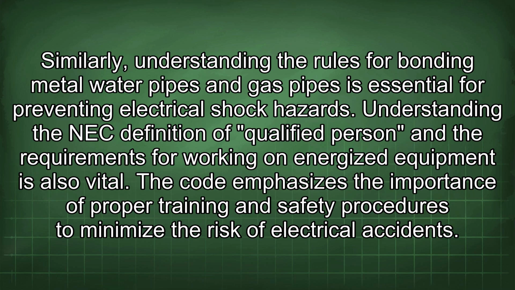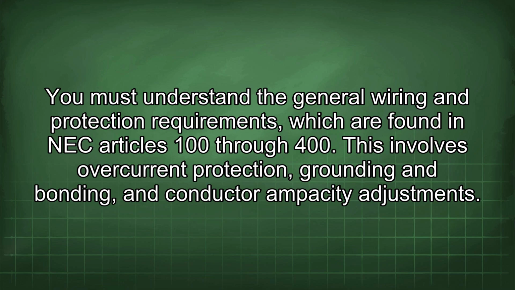The code emphasizes the importance of proper training and safety procedures to minimize the risk of electrical accidents. You must understand the general wiring and protection requirements, which are found in NEC Articles 100 through 400. This involves overcurrent protection, grounding and bonding, and conductor and capacity adjustments.